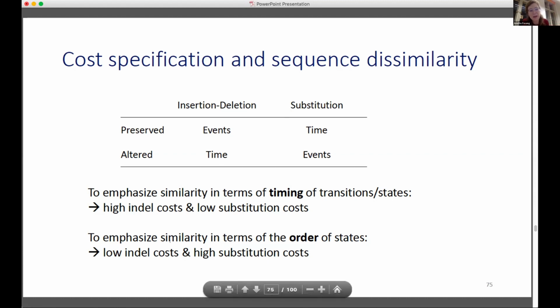What I'm going to do then is I'm going to have really high insertion deletion costs and really low substitution costs, because then the algorithm is going to use these substitution operations that preserve time and alter the event. This is going to help me to identify people as similar where exactly the same things happen at exactly the same time.